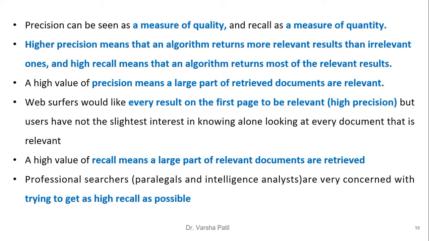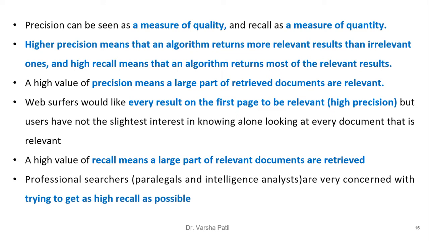So recall does not check whether irrelevant documents get retrieved in between or not, but precision checks on that. Higher precision means that an algorithm returns more relevant results than irrelevant ones, and high recall means that the algorithm returns most of the relevant results. A high value of precision means a large part of the retrieved documents are relevant, because precision is very sensitive. When irrelevant documents are retrieved, precision decreases, and when relevant documents are retrieved, the precision increases.